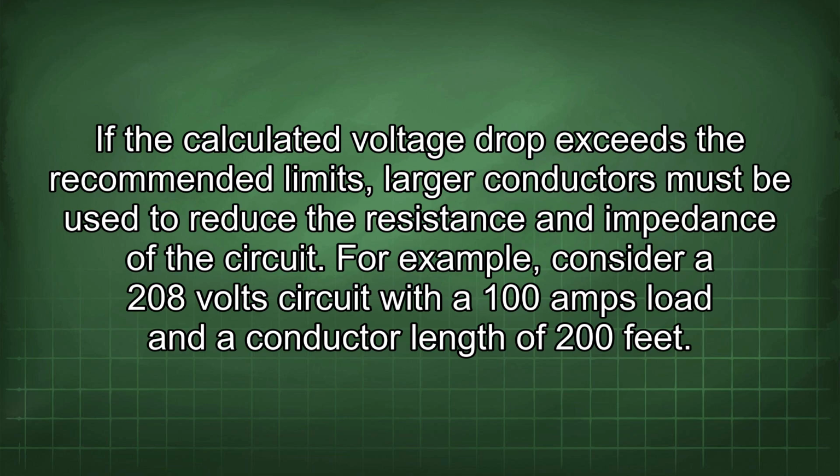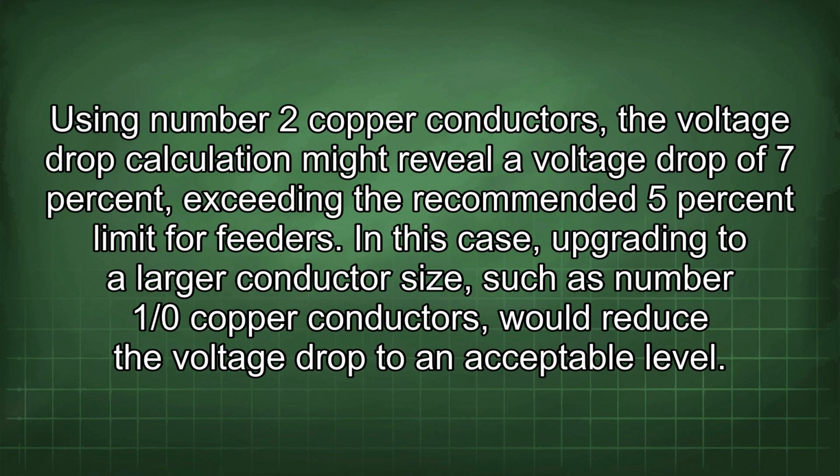of the circuit. For example, consider a 208-volt circuit with a 100 amp load and a conductor length of 200 feet. Using number 2 copper conductors, the voltage drop calculation might reveal a voltage drop of 7%, exceeding the recommended 5% limit for feeders. In this case, upgrading to a larger conductor size, such as number 1/0 copper conductors, would reduce the voltage drop to an acceptable level.